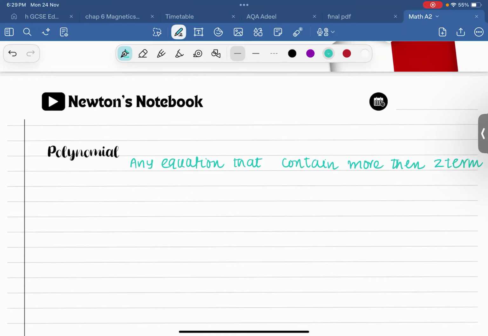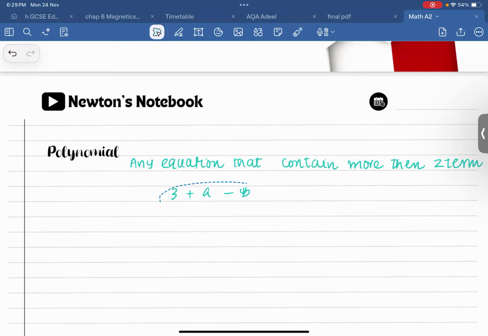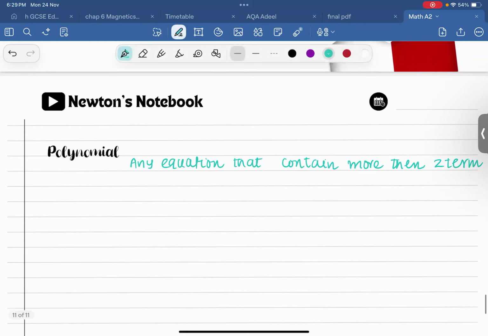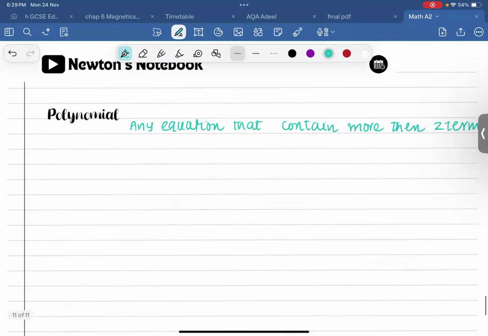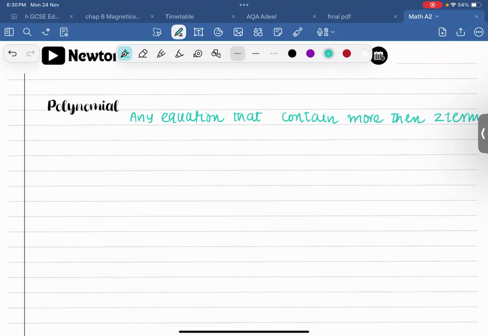But those terms should be the variables, right? Not the constants, right? Like if somebody wrote 3 plus a minus b, right? So if we say that a and b are the constants, then this isn't going to be a polynomial. Or in simple terms, this equation satisfies the meaning of the polynomial, but in actual maths, the polynomial should contain some equation that has some variables, right? So if we have any equation that contains more than two terms, that is what we call the polynomial, okay?